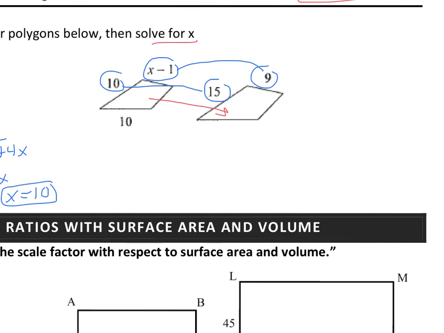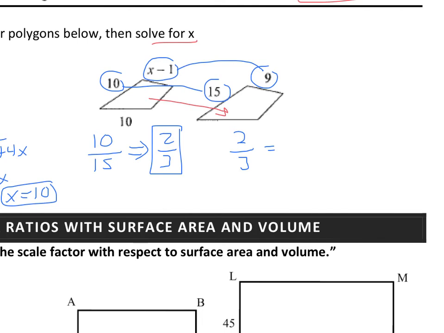Well, if I go left to right, like I said, I got 10 over 15. That is a ratio of corresponding sides. That's also the scale factor, but we have to reduce that. And that would reduce down to 2/3. This is the scale factor, going left to right, and that is the fraction I will use in my proportion.